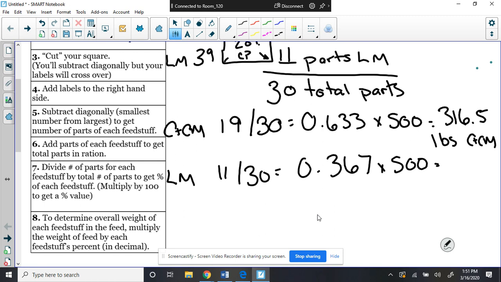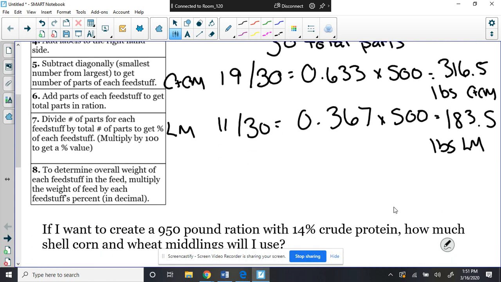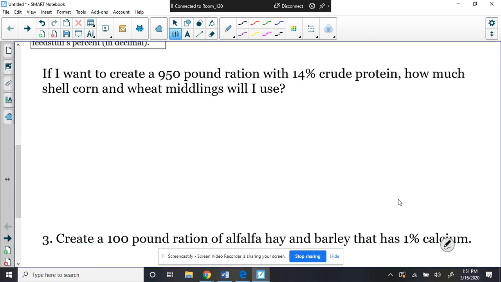If I solve out my last number, my linseed meal, I'm going to get 183.5 pounds of LM or linseed meal. So that's our answer to the first problem. Okay, I'm going to solve the last two a little bit less step by step. I'm just going to work through them without talking about each step now that we've practiced a little bit more.